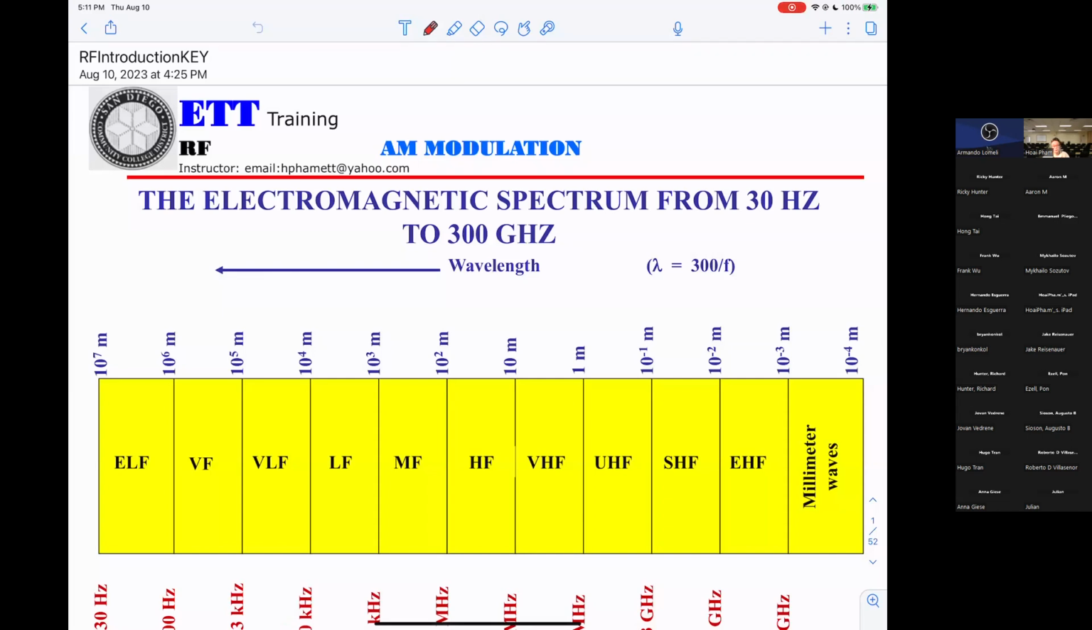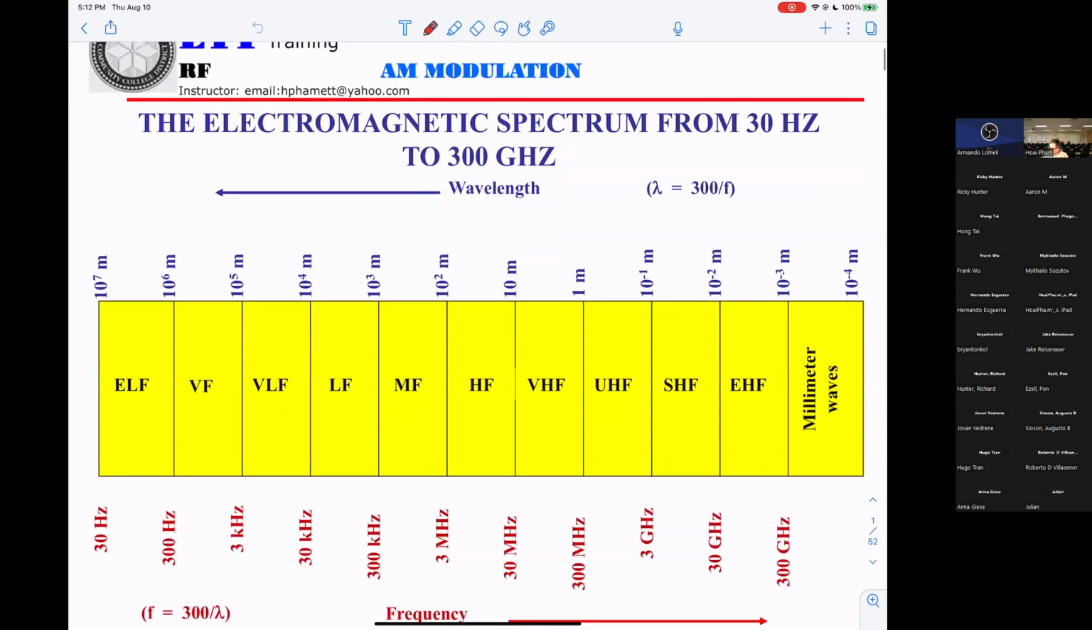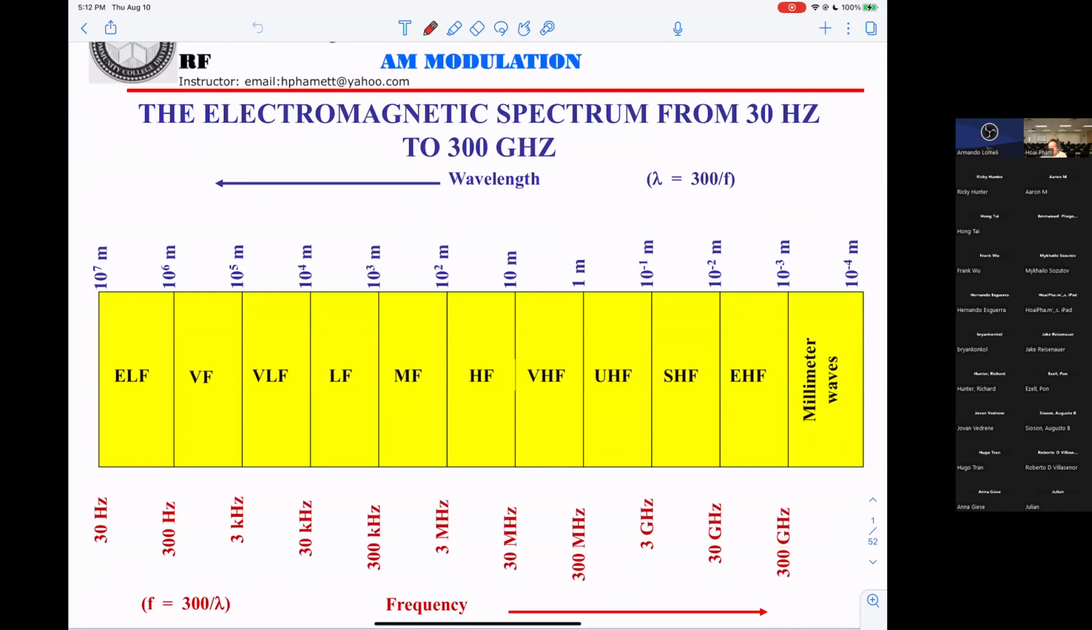Okay, make sure you download the app introduction. Keep reading over and over. That maybe will be helping you to understand about the radio frequencies. Okay, so now you can see that will be the electromagnetic spectrum from 30 Hz to 300 gigahertz.